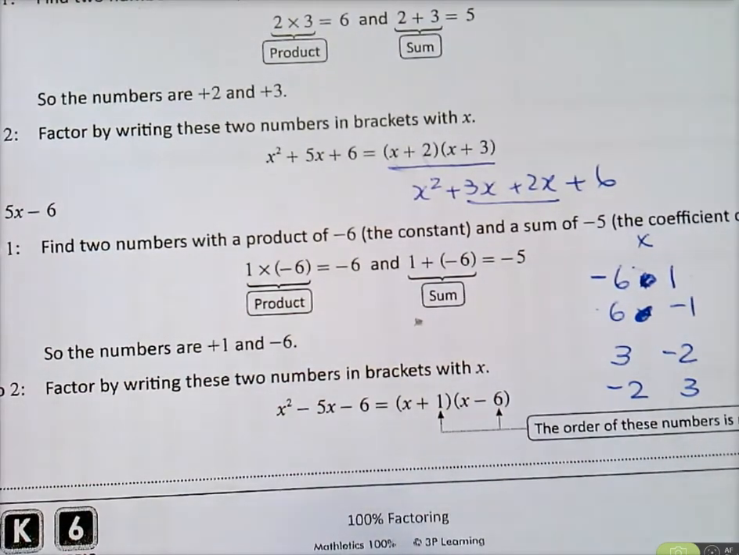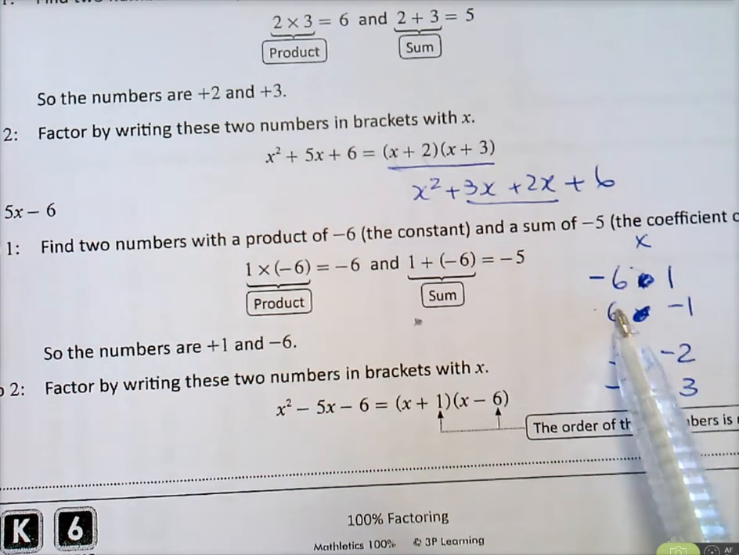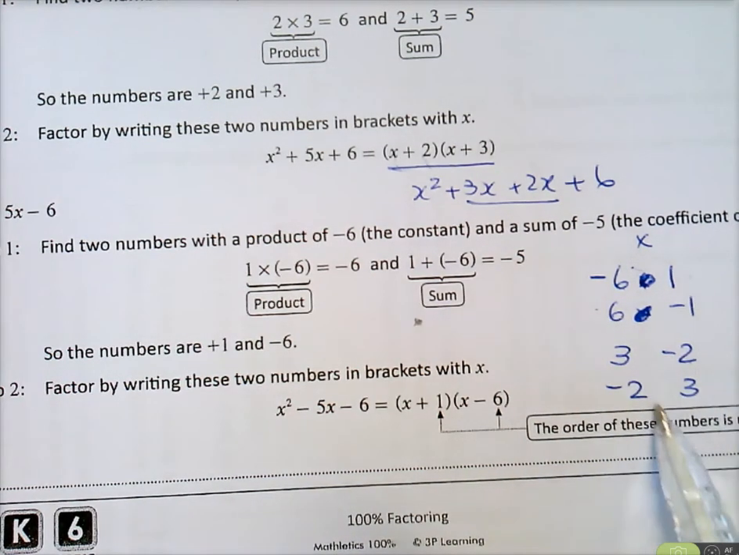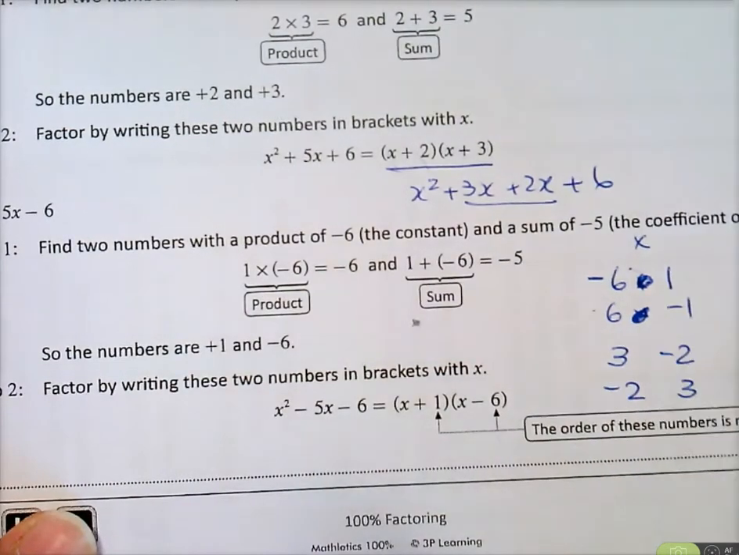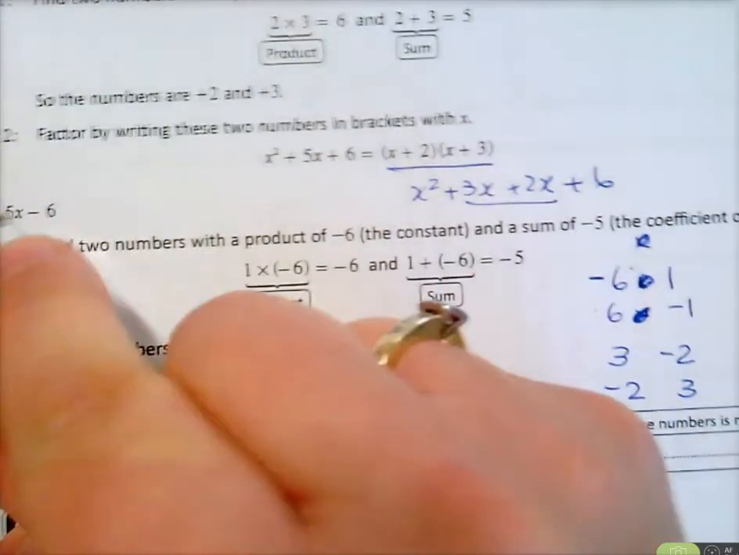What you do is start off with 6. We know it's 6 times 1, 3 times 2. But for -6, one of them has got to be negative: -6 times 1, 6 times -1, 3 times -2 or -2 times 3. This all happens in your head. You think about it. But then you say, I need to add these two numbers now to get -5.